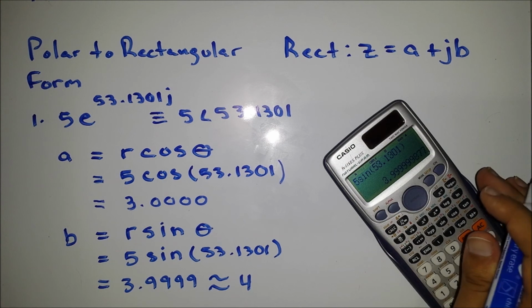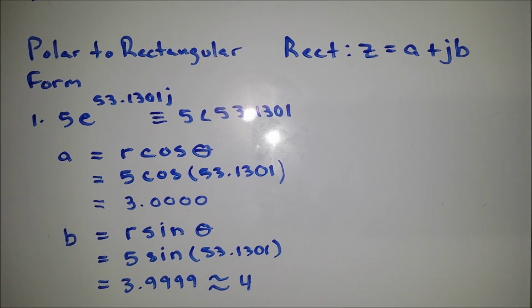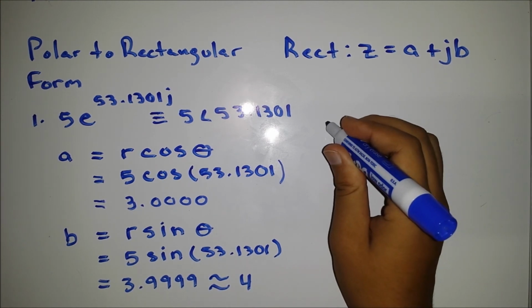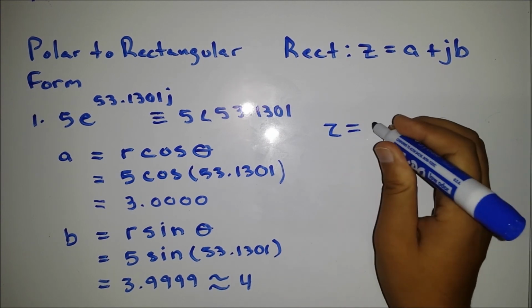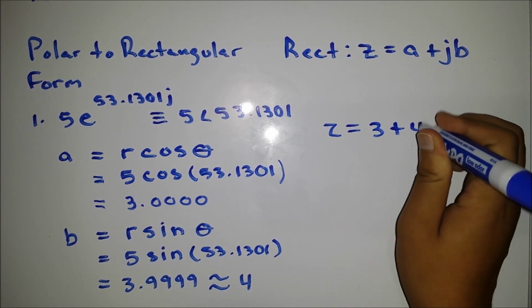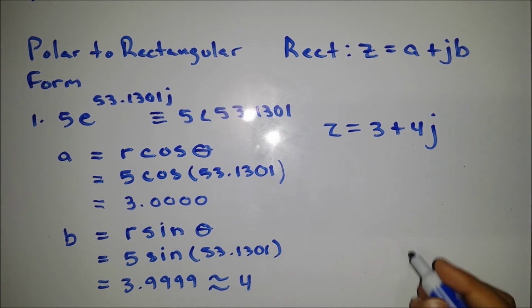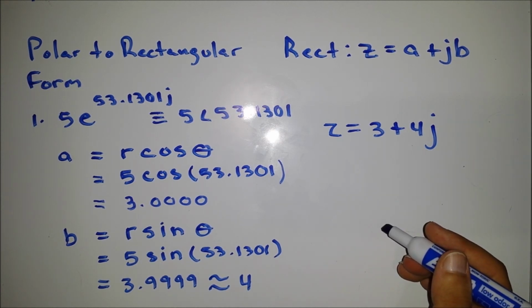Meaning that our rectangular form would be z equals 3 plus 4j. That would be the final answer for our problem.